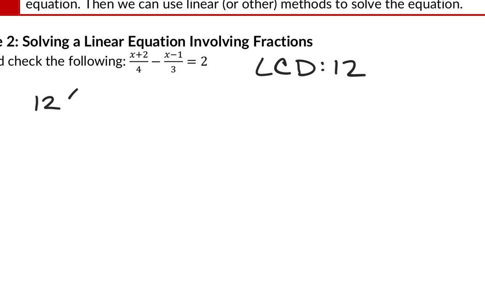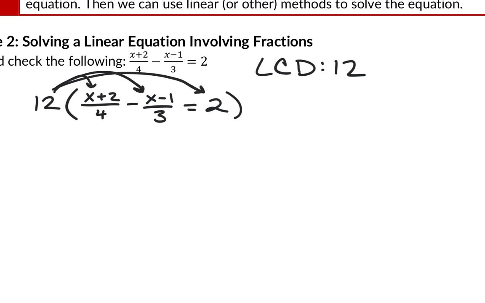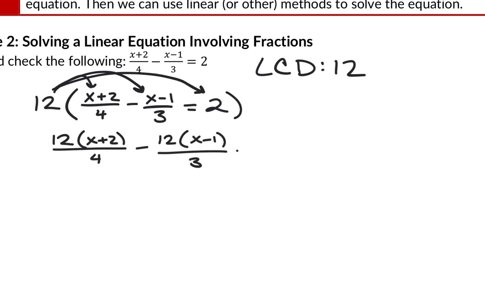So I'll show my work here so you can see what I'm doing. I'm going to take 12, and it feels illegal to do this because you're multiplying across an equal sign, but for this you can. We're going to distribute this 12 to every single fraction and whole number. When I do this, it becomes 12 times x plus 2, all divided by 4, minus 12 times x minus 1, all divided by 3, equal to, almost put the wrong number, 24. We follow what's happening?